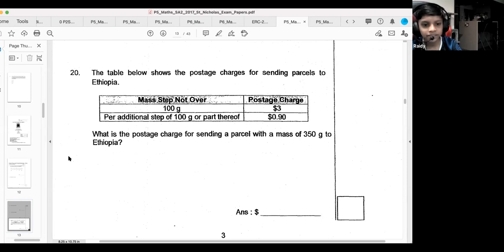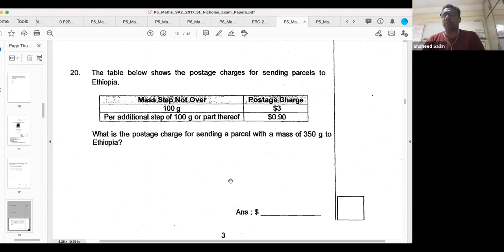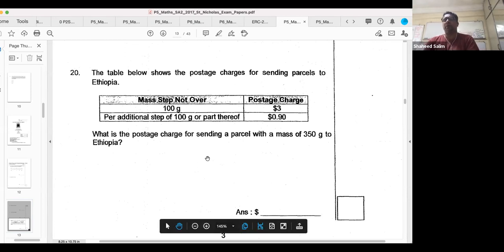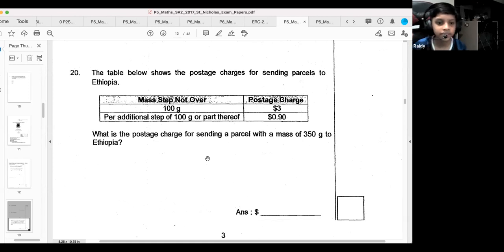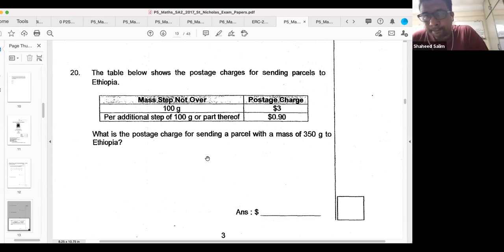For the additional step of 100 grams, is it 100 and above? It is, 100 is plus. Because now you want to send 1 kg, for example, the first 100 they charge you $3, and then your balance is 900. This one you can stack. Yes, you can stack. Okay, thank you. This one is standard.